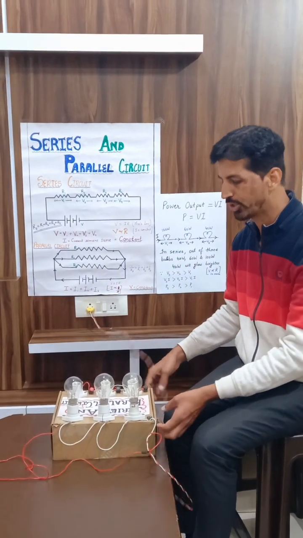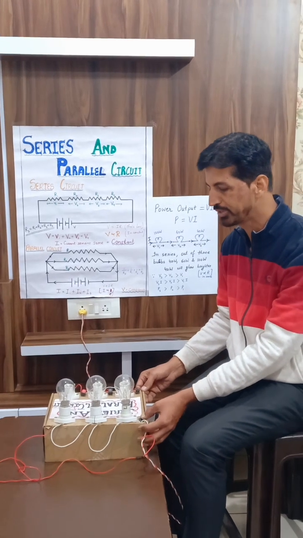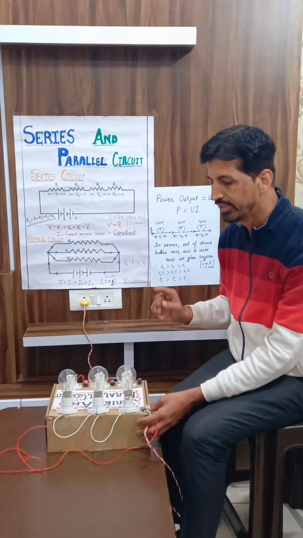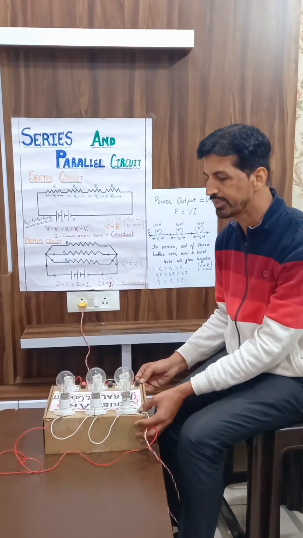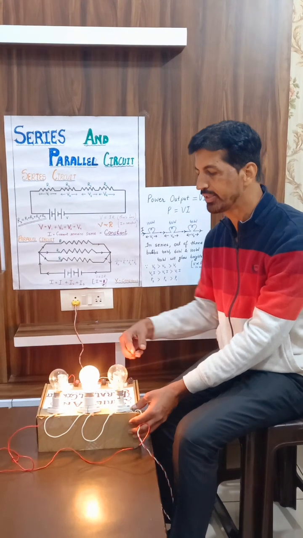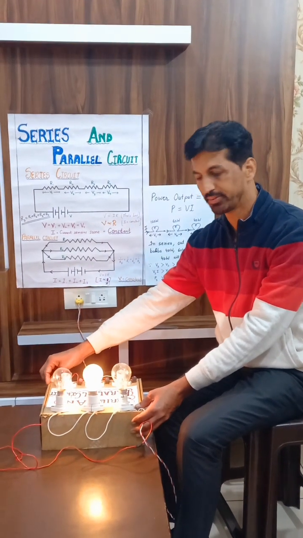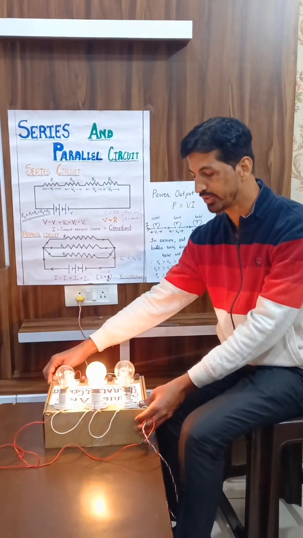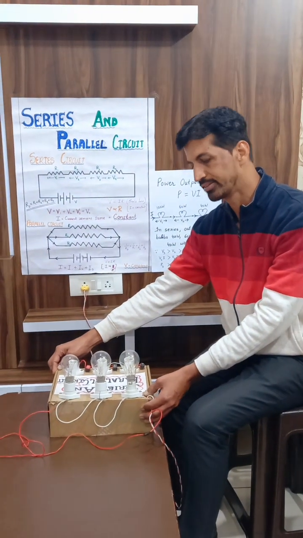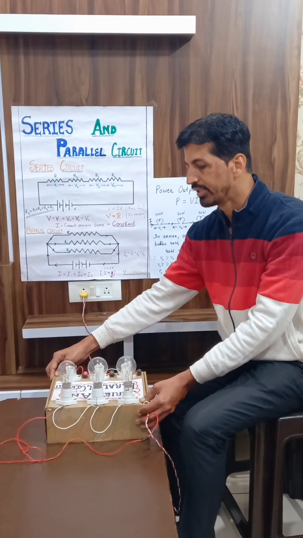Now, what are the drawbacks of a series circuit? Why are domestic circuits preferred in parallel and not in series? The very common drawback is single switch operation. When I switch on, all the appliances start working at once, whether they are required or not. And if I switch off, all will stop working. This is a very common drawback.